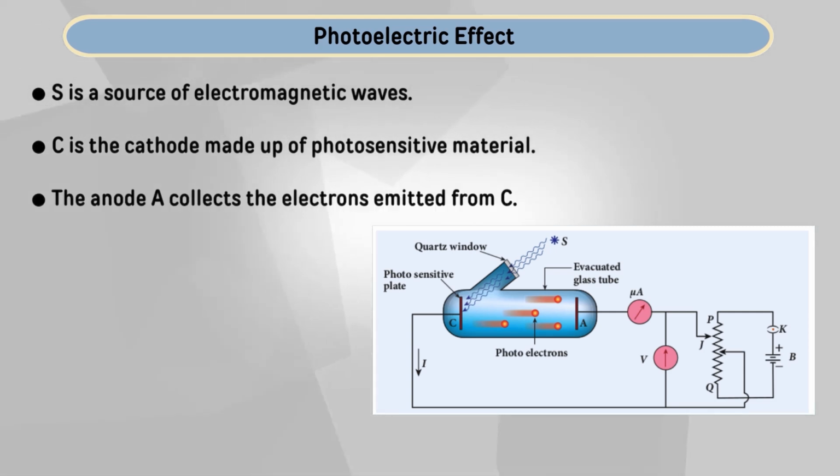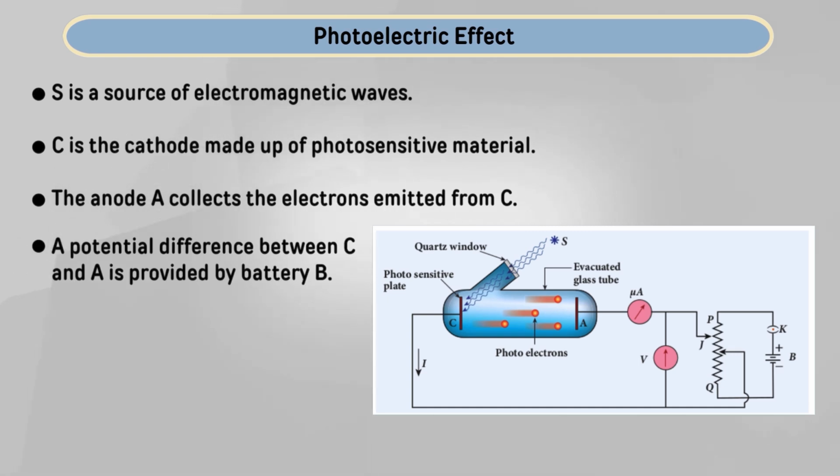And the anode A collects the electrons emitted by the cathode. It is a positive electrode. There is a potential difference between the cathode and anode, provided by battery B, and plate A can be maintained at the desired positive or negative potential with respect to C. So, we can change the polarity of the battery and thereby change the potential of plate A.